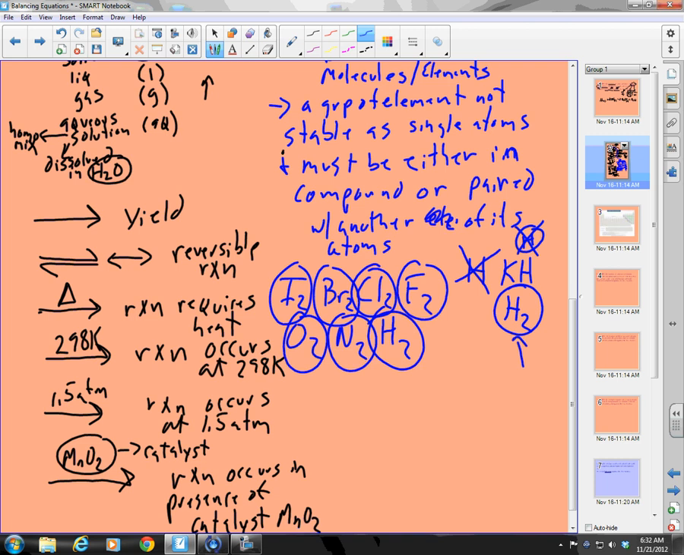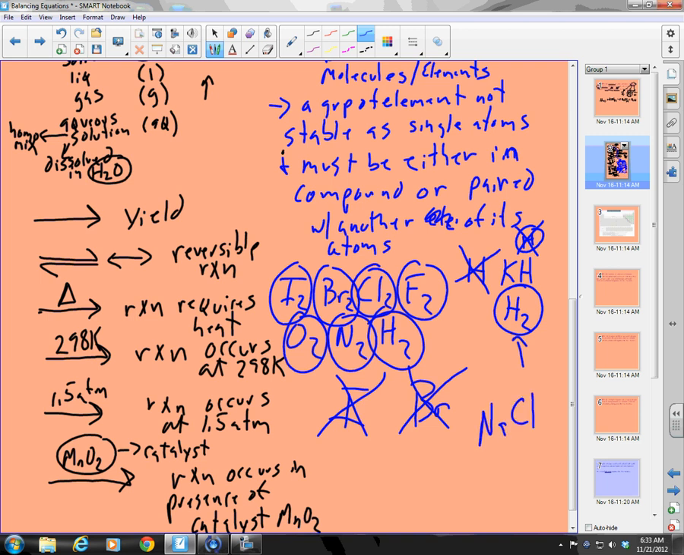Or as I remember them, I brought clay from our new house. That means these guys either have to be doubled up as you see them here or in a compound. In a compound. Got it? I never see I by itself. I never see Br by itself in an equation. They must be I2, O2, Cl2, or they must be in a compound.